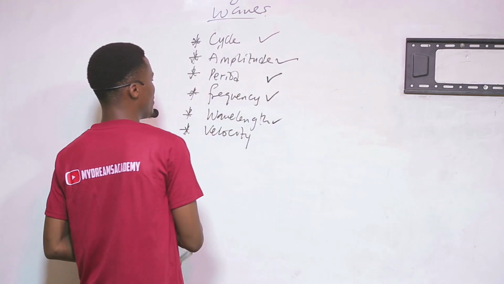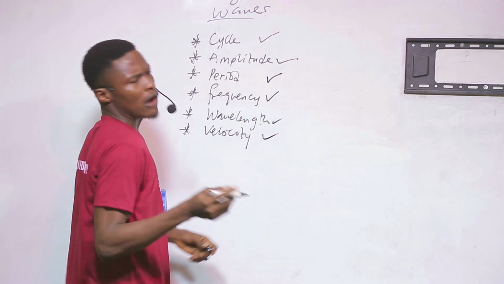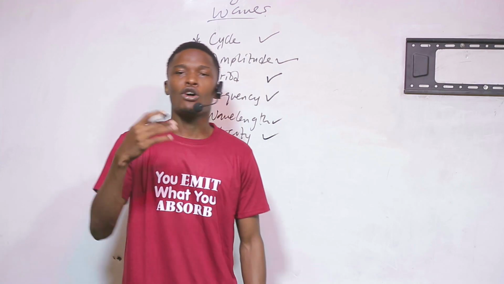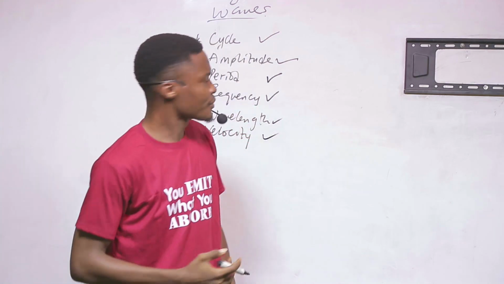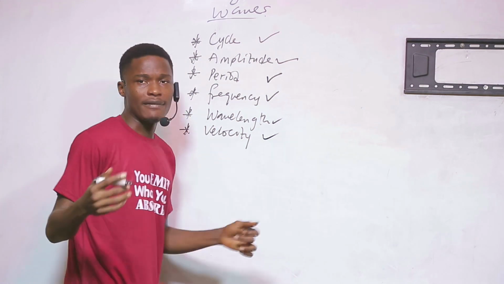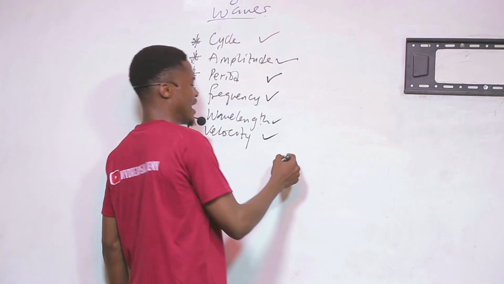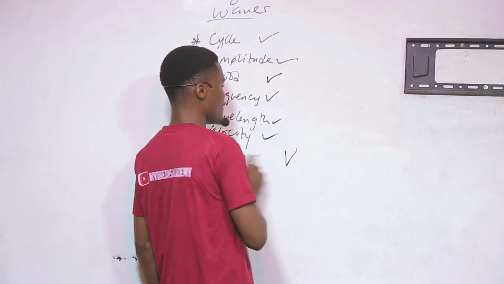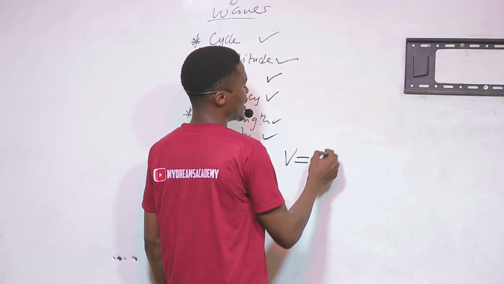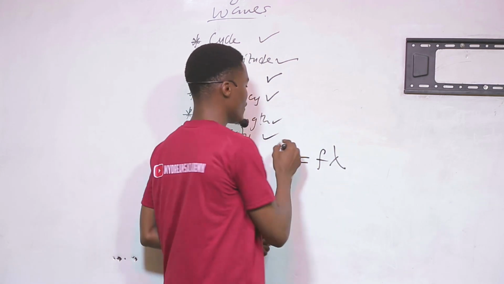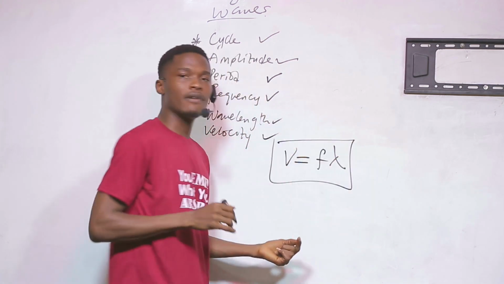Now the next thing we'll talk about here is velocity. Of course, when you say velocity of anything, it means how fast that object is moving. So the velocity of the wave simply means how fast the wave is traveling. All you need to know here is the mathematical representation of velocity. So velocity of a wave is always given as f lambda, f times lambda.